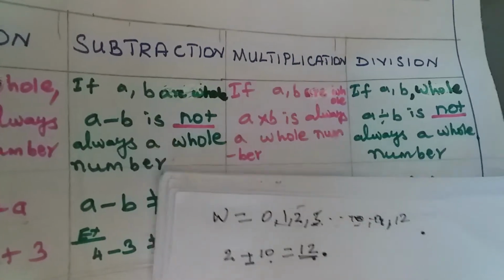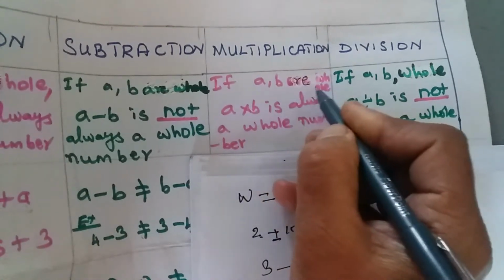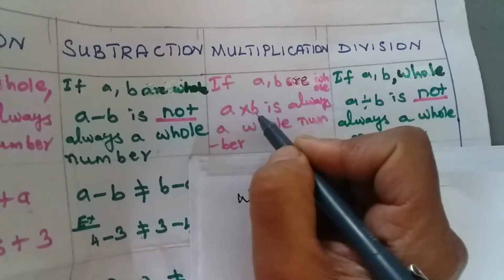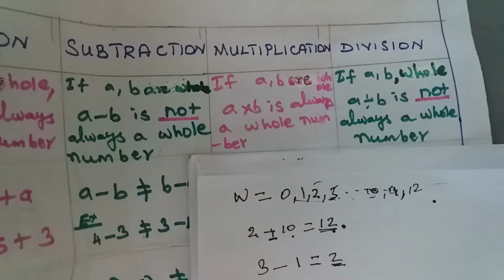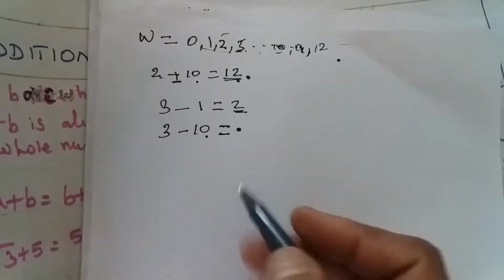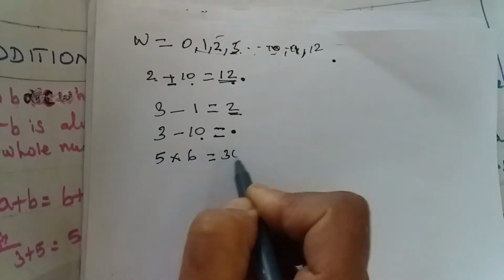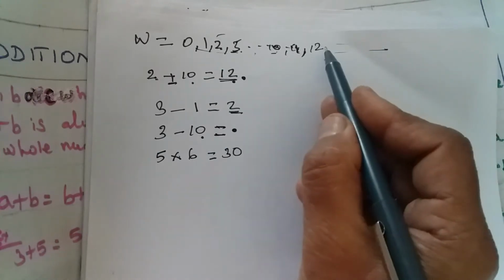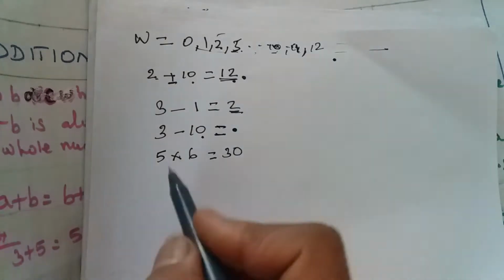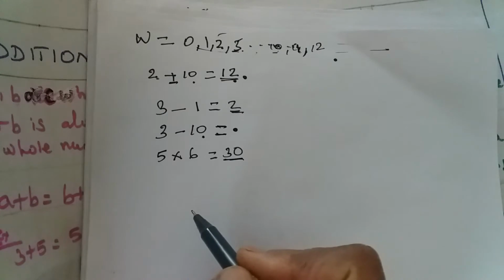Okay, next we'll see multiplication. If A and B are whole numbers, then A into B is always a whole number. What do you mean by A into B? When you multiply two whole numbers, we get a whole number. Shall we see an example? From the set of whole numbers, you take two numbers. For example, shall we take 5 and 6? 5 sixes are 30. Will this 30 be there in the whole numbers? Definitely 30 is there in whole numbers. So when you multiply two numbers, the product is also a whole number.